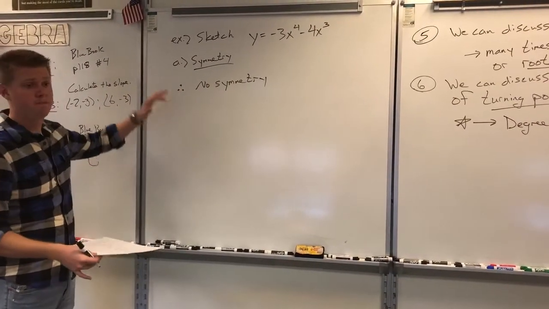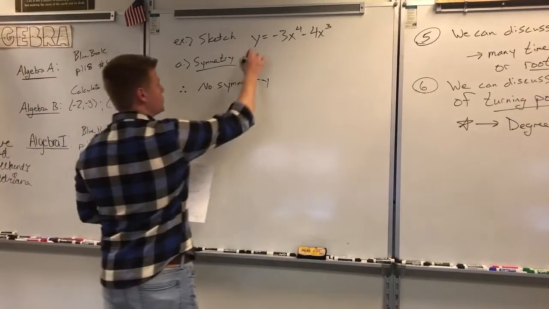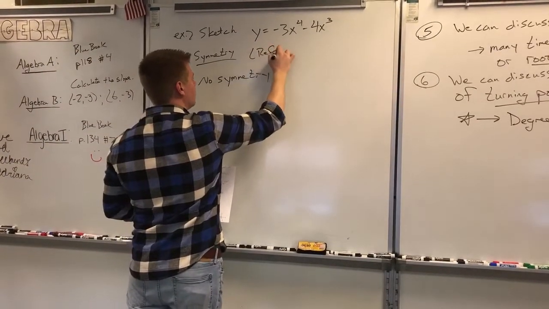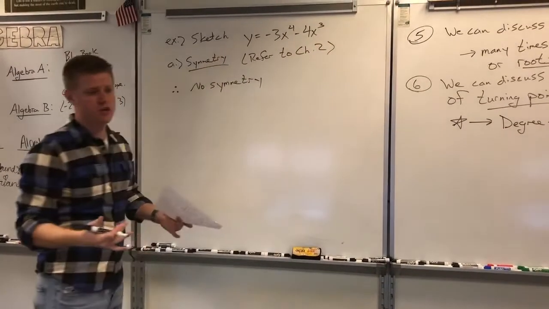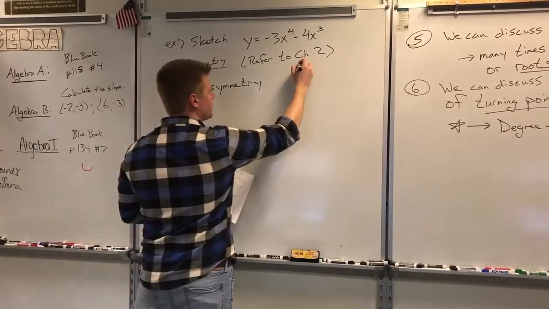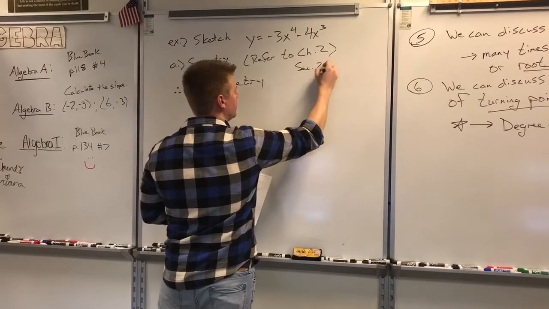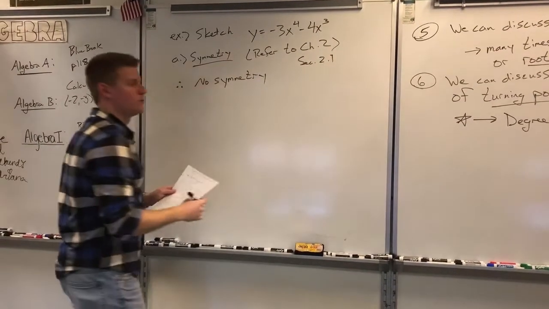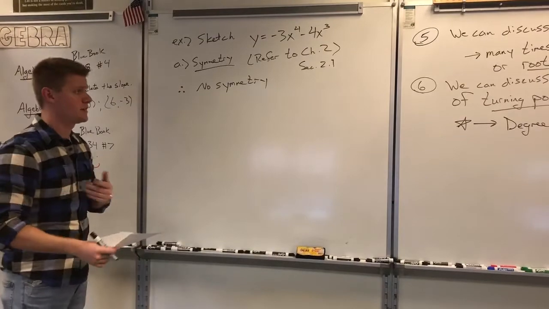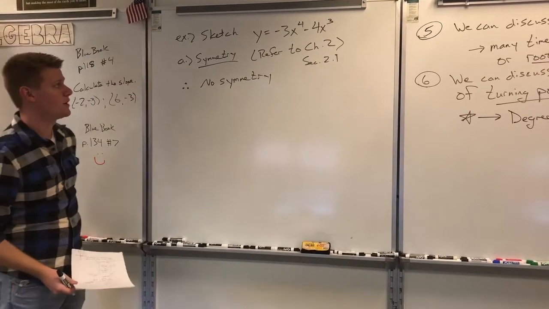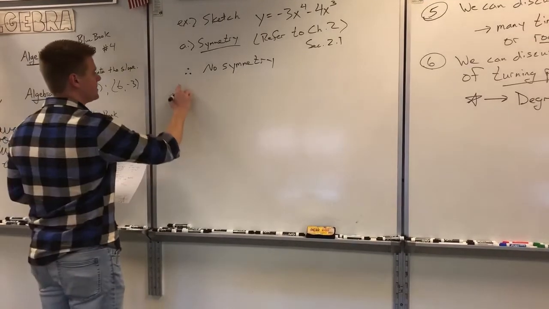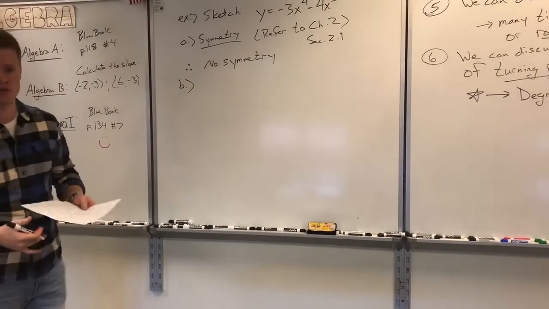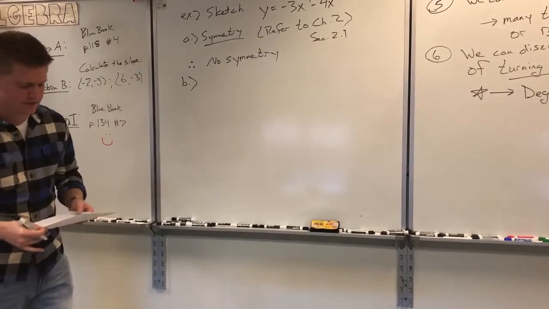So again, refer back to chapter 2. Refer to chapter 2 specifically. You can look at section 2.1. That will tell you where the symmetry tests are. Again, this is something I expect you know how to do. This one, if I were to run both the origin and y-axis test, it does not have any symmetry. Okay, it does not have any symmetry.